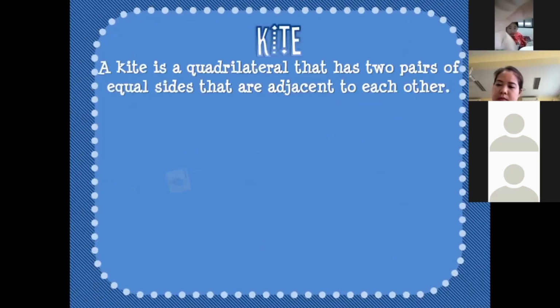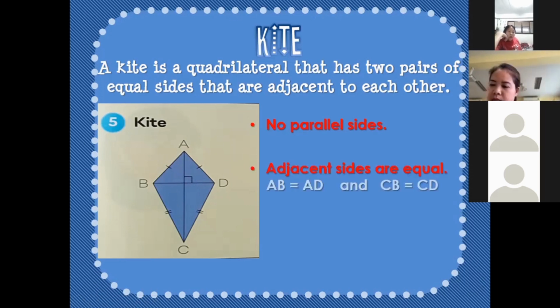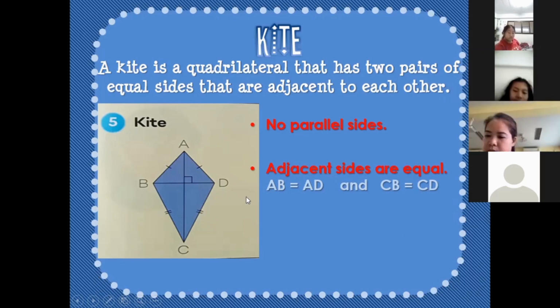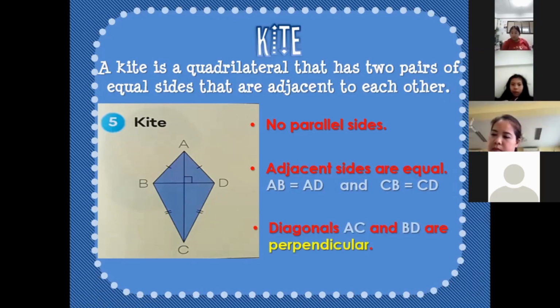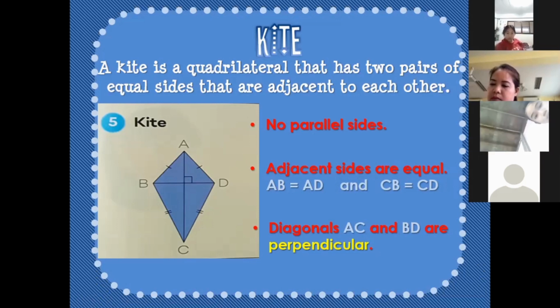Next one, kite. A kite is a quadrilateral that has two pairs of equal sides that are adjacent to each other. There are no parallel sides here, right? Adjacent sides are equal, meaning AB is equal to AD, and CB is equal to CD. So that is a kite. The diagonals AC and BD are always perpendicular.